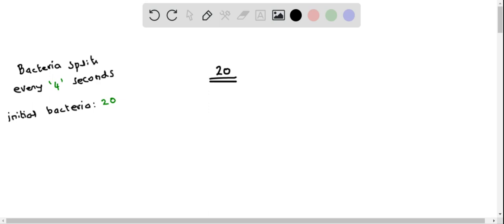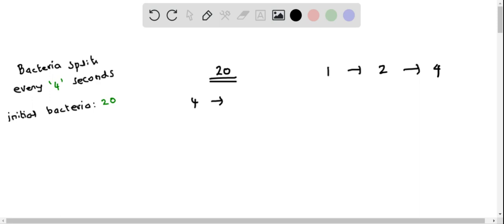So after 4 seconds, every bacteria splits into two parts. Suppose the initial bacteria is 1. After 4 seconds, this will split into two bacteria, and after 8 seconds, each bacteria will split into two parts. So we will have four bacteria. So likewise, this is the growth happening.